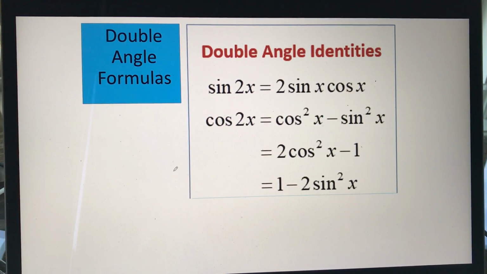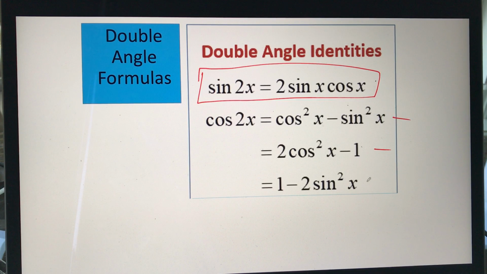There's a couple other formulas called the double angle formulas. We have sine 2x and cosine 2x. So sine 2x is really just one that we deal with. And for cos 2x, there's 3 different versions. There's this one, and this one.